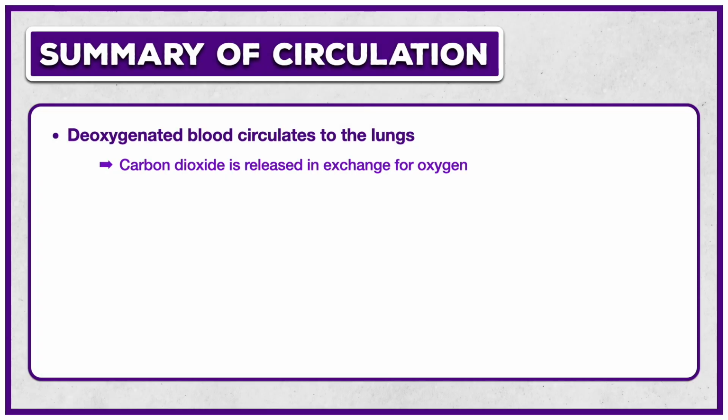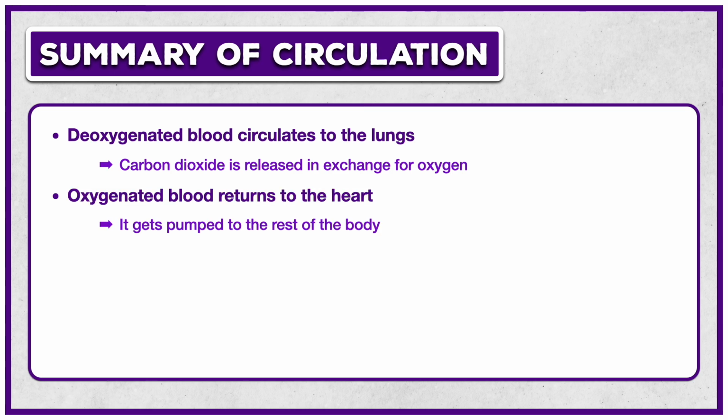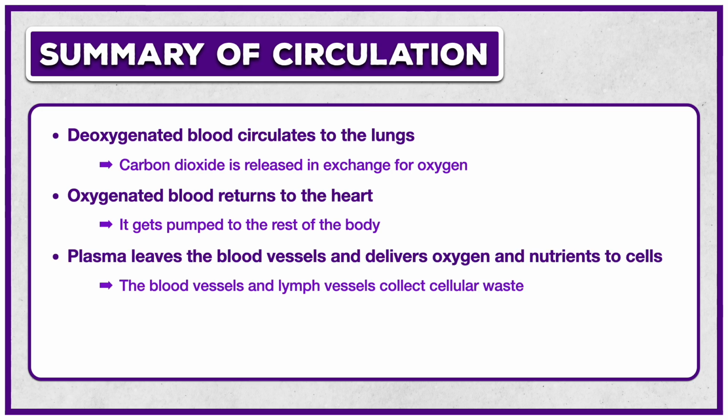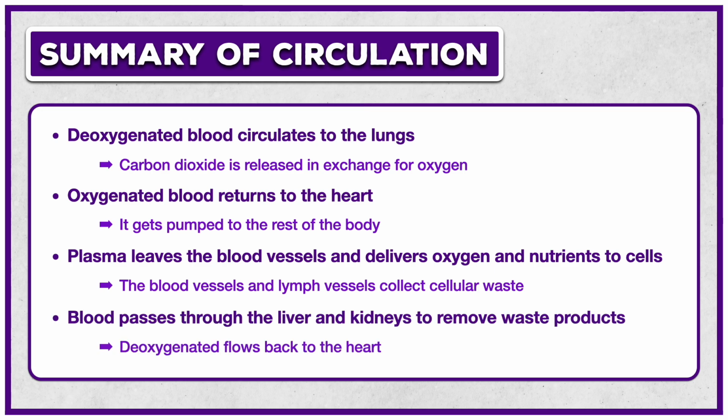In summary, deoxygenated blood circulates to the lungs, where carbon dioxide is released in exchange for oxygen. Oxygenated blood returns to the heart and is pumped to the rest of the body. As blood travels through the body, the nutrient-rich plasma leaves the blood vessels and delivers oxygen and nutrients to cells. Simultaneously, the blood vessels and lymph vessels collect cellular waste. Finally, blood passes through the liver and kidneys to remove waste products, and deoxygenated blood flows back to the heart.